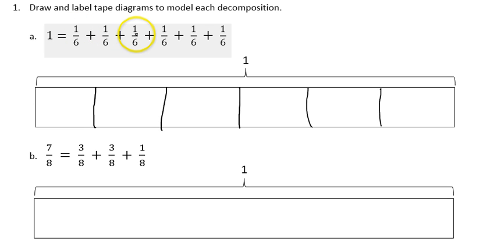Well, since there are 6 groups of 1/6 in the number sentence, that simply means I need to shade in the entire tape, because the tape is showing one whole that's divided into 6 sixths. My shaded tape diagram matches my number sentence.